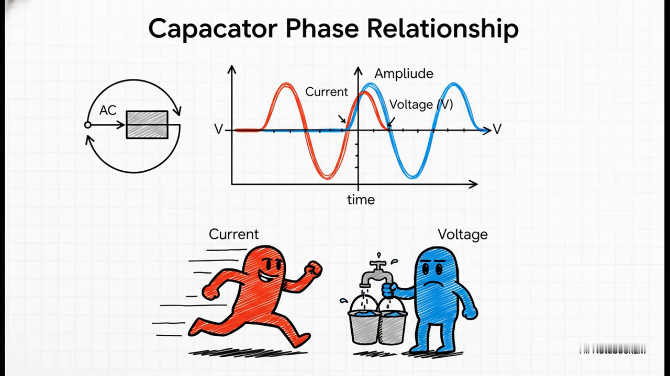Okay, next up is the capacitor. And you guessed it, it does the exact opposite of the inductor. Instead of opposing changes in current, a capacitor opposes changes in voltage.